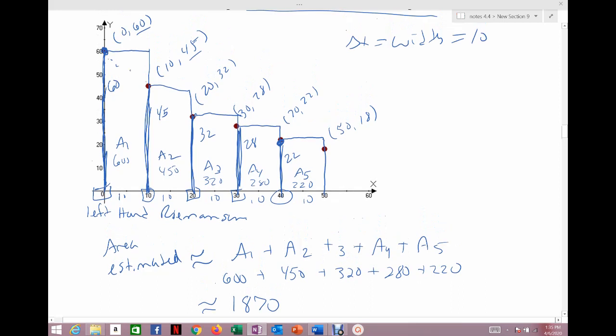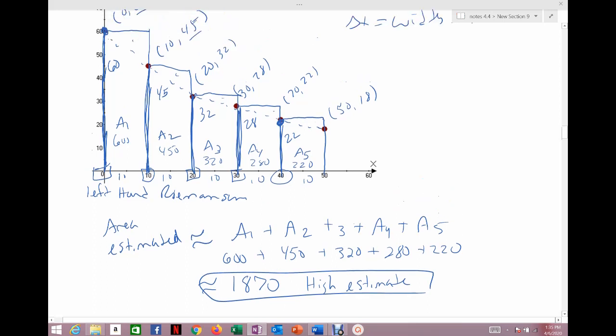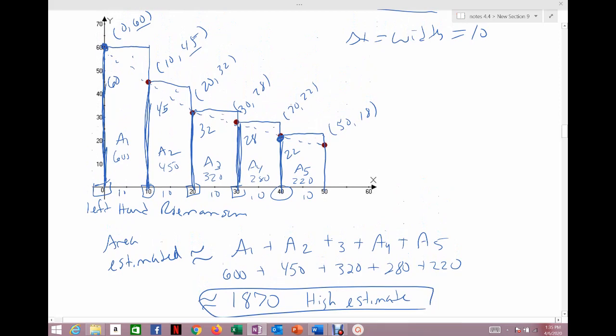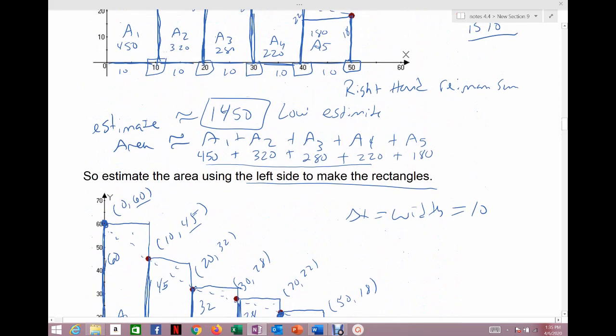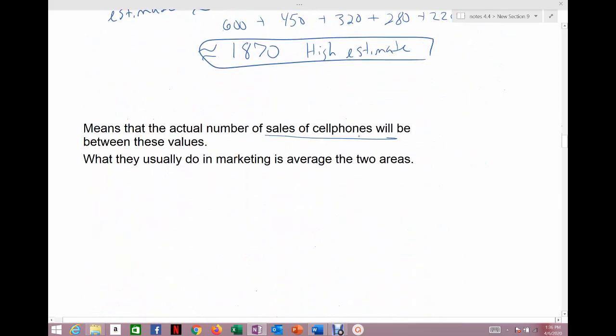Now, if I connect the dots, you'll notice that this area is above, right? I've got these pieces that land above my dotted line, and so this would be a high estimate. The actual area should be lower than this. All right, so I have a high estimate and a low estimate, and so that's my next statement. I know that the area is less than 1,870. I know it's bigger than the 1,450. And so the actual area, which represents the amount of cell phones they would expect to sell over the first 50 days, is between those two values. My area should be less than 1,870, greater than 1,450.